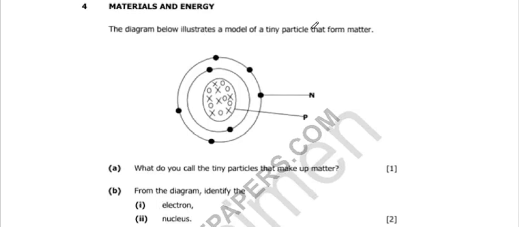Question four says the diagram below illustrates a model of a tiny particle that form matter. So question four is on materials and energy. What do you call the tiny particles that make up matter? And here is an illustration of this tiny particle. So what do you call such a particle? This is known as an atom.